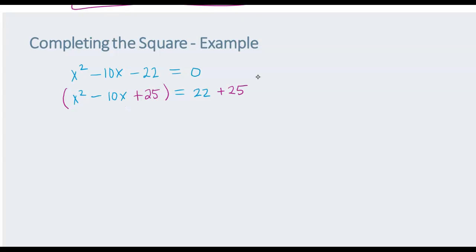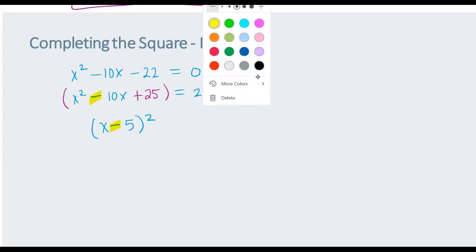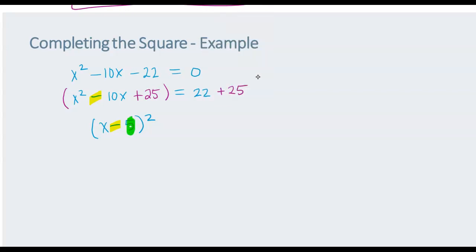What I've created on the left-hand side can be collapsed into x minus 5, the quantity squared. The sign will stay the same, and this number is going to come from half of this number. On the right-hand side, it looks like I've got 47.